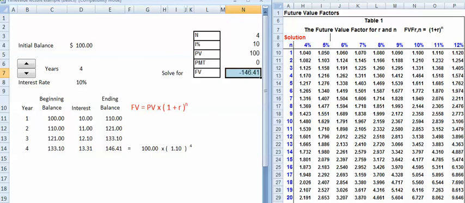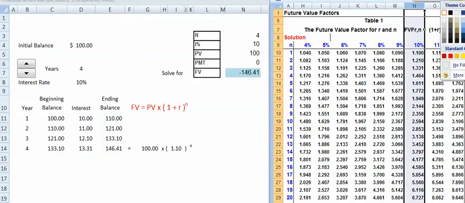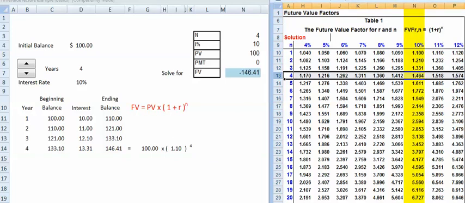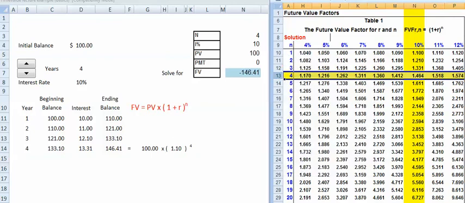Another way we could solve this problem is by using a future value interest factor table. In our case, we've got a 10% interest rate, so we will highlight the column here that has a 10% interest rate. And in our particular problem, where we have 4 periods, we'll come down to the 4th year and again highlight it.